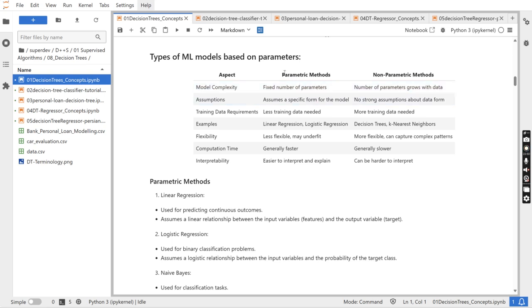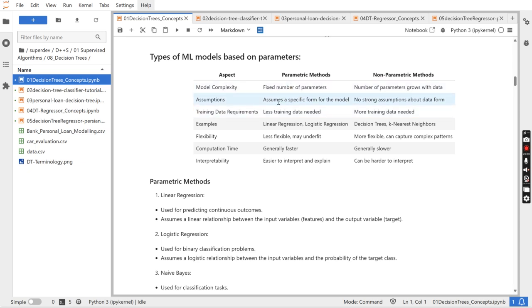The difference is, in parametric methods you will have a fixed number of parameters. In non-parametric methods the number of parameters grow with the data. Parameters, as in, it could be a weight, right? Weight is one parameter. Likewise here, the depth of the tree could be one parameter. So the number of parameters grow with the data in non-parametric methods.